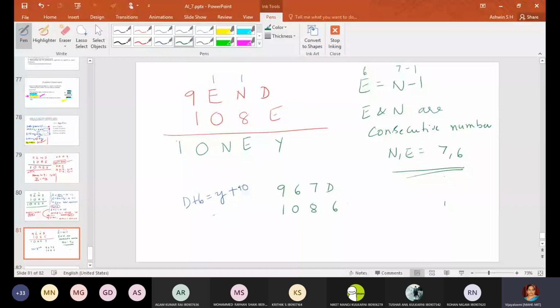Correct? No. Okay. So now I am getting here D plus 6 is y. D plus 6 is, as you said, 10 plus y. So this will be 1, 6. This is 7. Correct. This is 0. Correct. Till here we have reached.